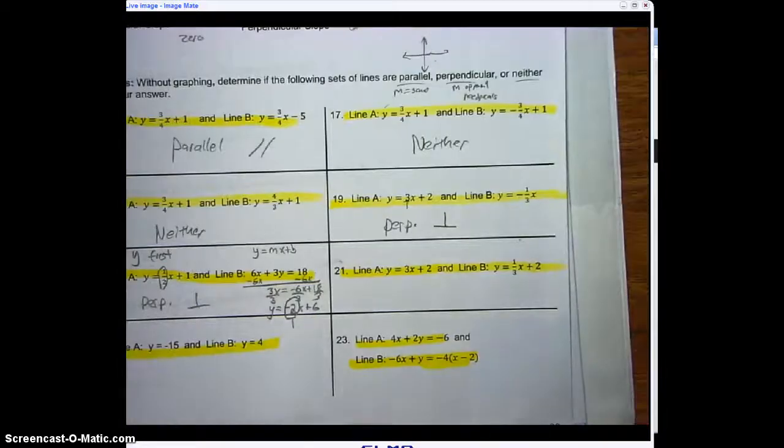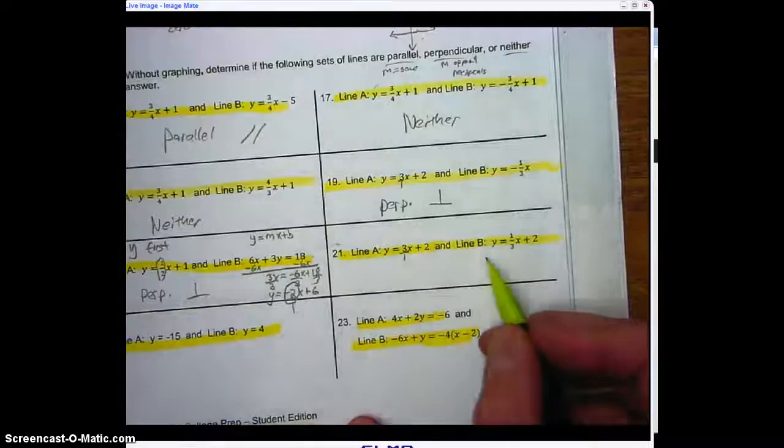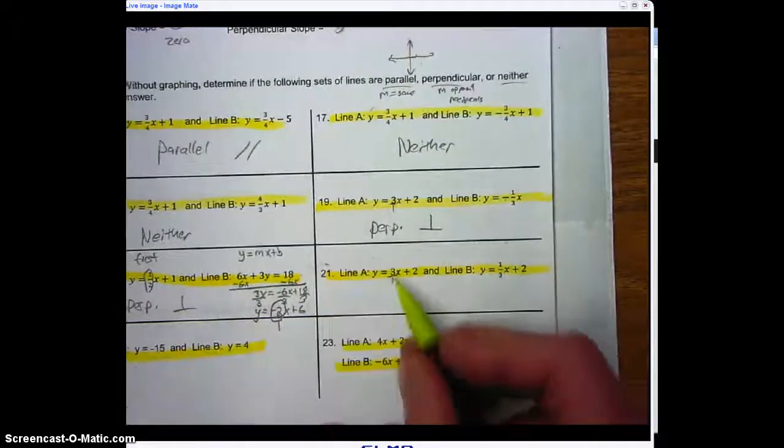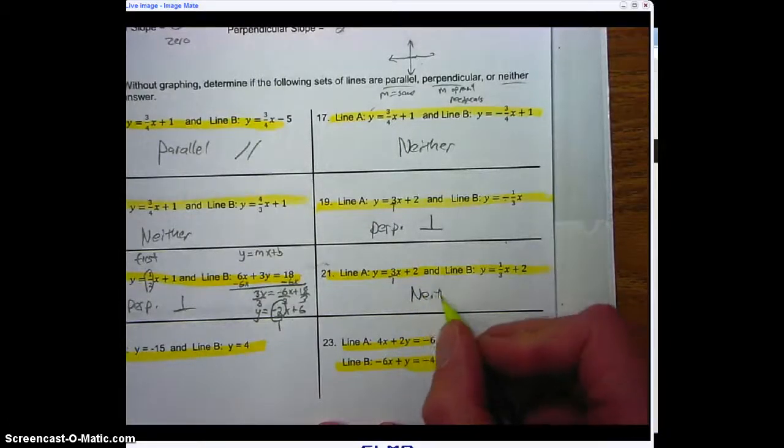Number 21, 3 and 1/3. Are they the same? No. Are they opposite reciprocals? They're reciprocals, but they're not opposites. So the answer is neither.